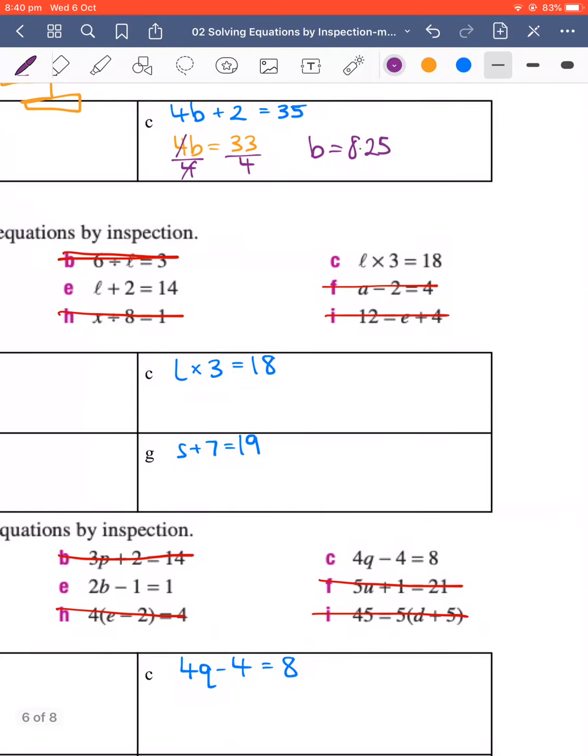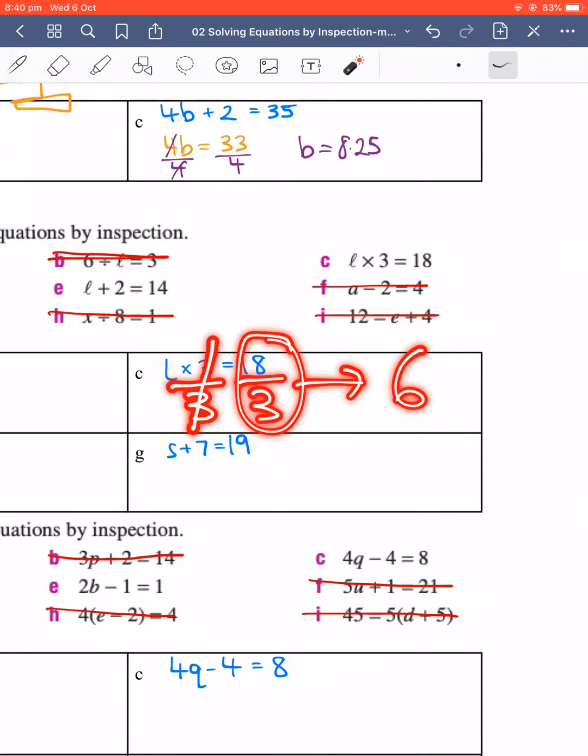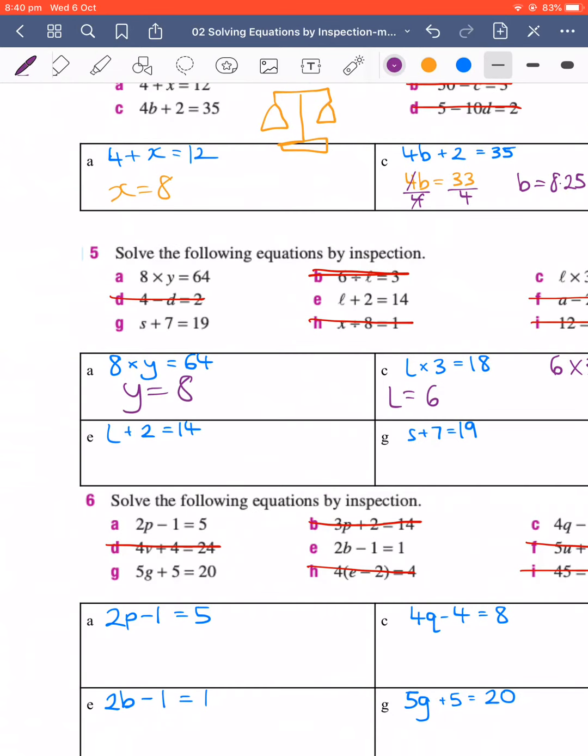Next one, again, have a think about maybe that balance method too. So if I'm multiplying by 3 here, to undo that, I divide by 3 on both sides. So 3 divided by 3 cancels each other out. Then 18 divided by 3 actually equals 6. And I can double check that. So let's just write in our answer. Let's say it's 6, and I can always check. So 6 times 3 does indeed equal 18. Beautiful.